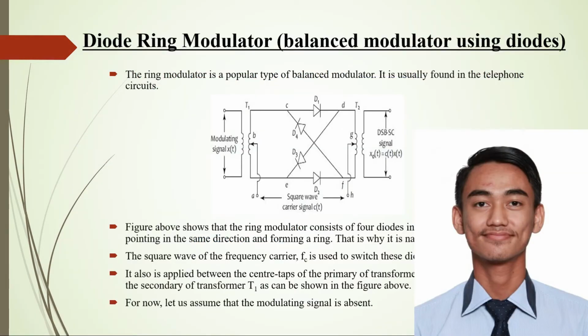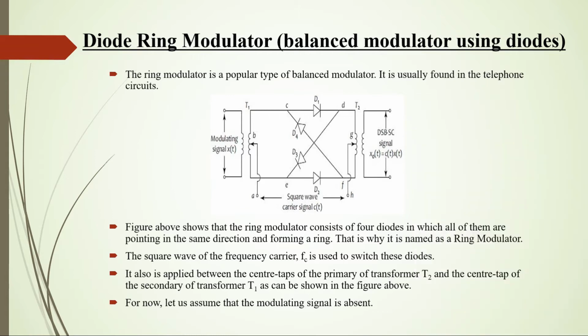Now let me proceed with the diode ring modulator. For the diode ring modulator, this is the diagram. It consists of 4 diodes, all of them pointing in the same direction and forming a ring. That is why it is called a ring modulator. It also involves the primary of transformer T2 here and the secondary of transformer T1 here.